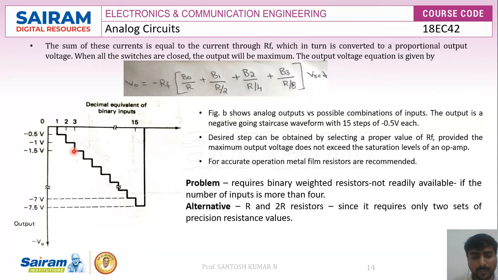Here the problem is that we require binary weighted resistors. As the number of bits increases, we won't get the exact weights of the resistors. That is the problem. So the alternative is to go with the R-2R resistor ladder, since it requires only two sets of precision resistors.